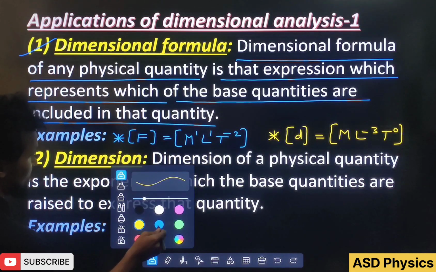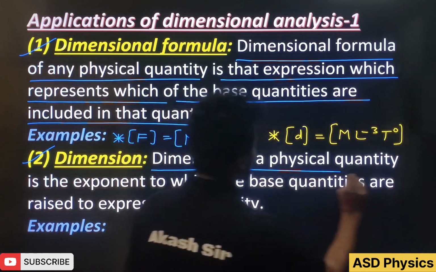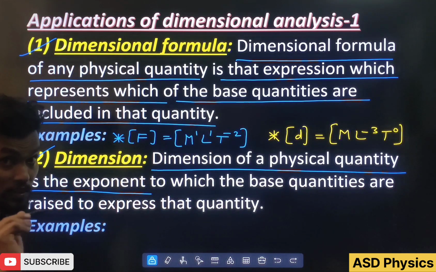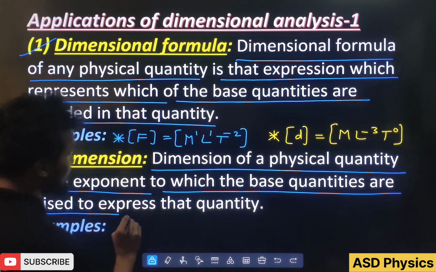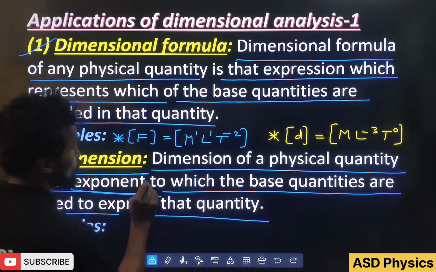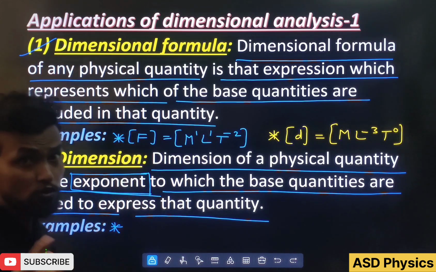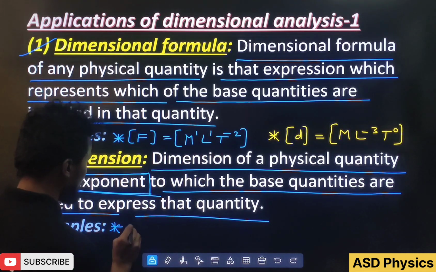Now students, after that let's see the dimensions. The dimension of a physical quantity is the exponent to which the base quantities are raised to express that quantity. Again, I am highlighting the word exponent, the exponent to which base quantities are raised. Let's take force as an example. In force, what are the fundamental or base quantities involved? Mass, length and time.